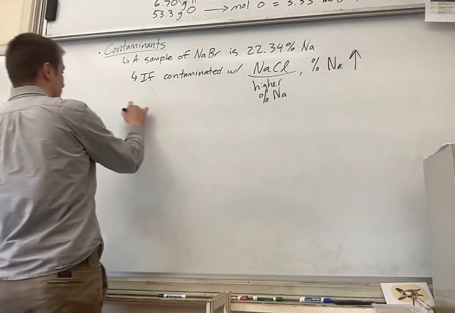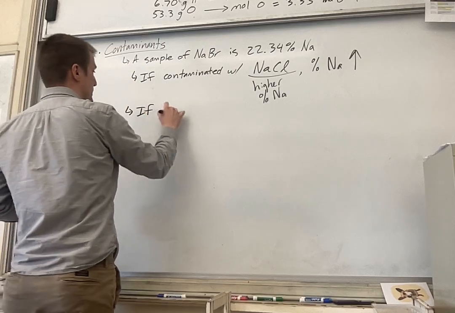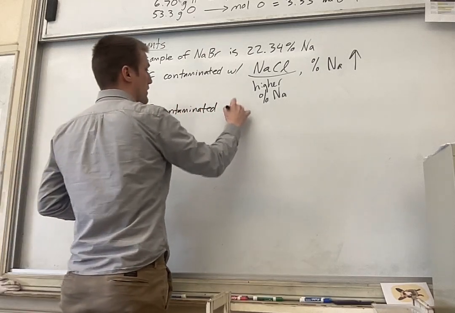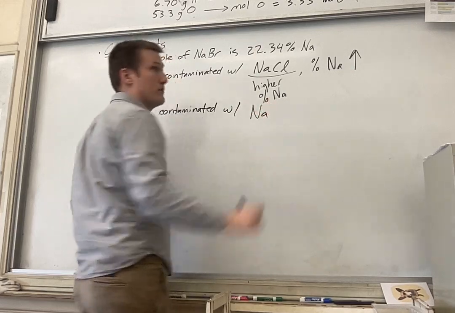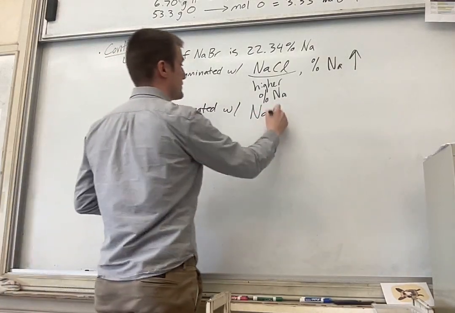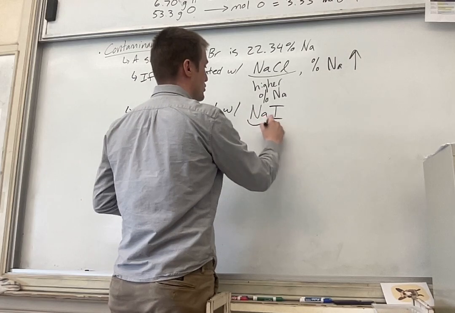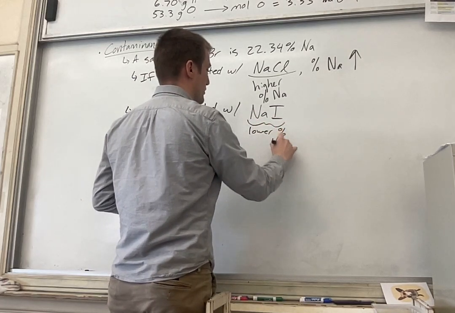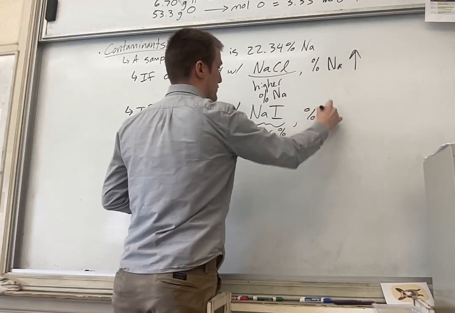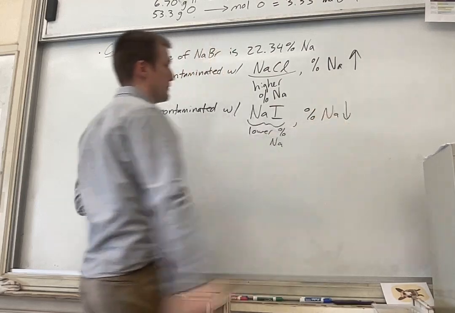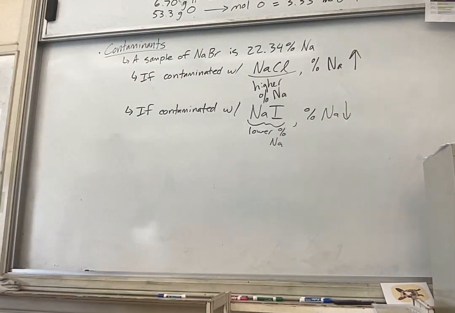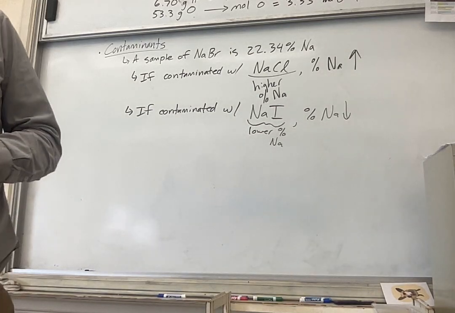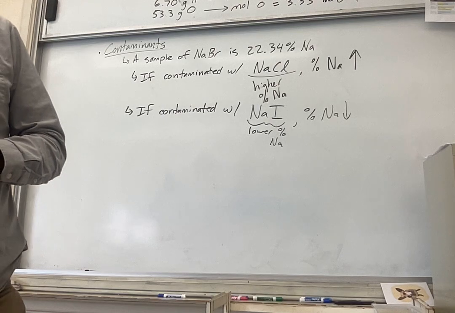And on the flip side, if it was contaminated with, for example, what's below bromine? Iodine, sodium iodide, which has a lower percent by mass of sodium, then the percent of sodium would be lower in my sample. That's a common question you're likely to see, maybe in the multiple choice.